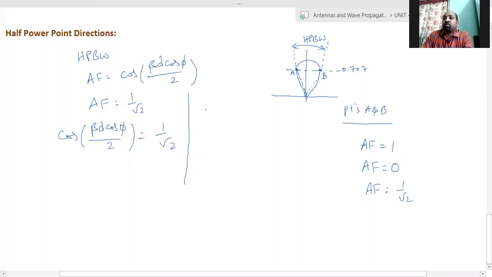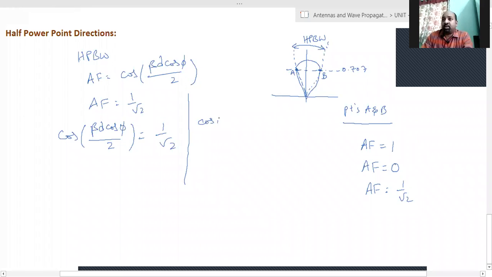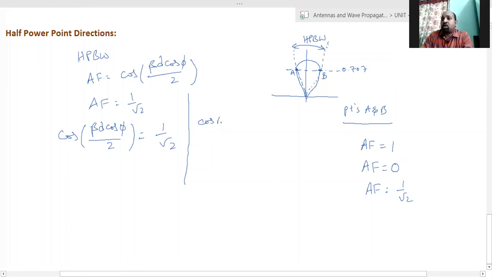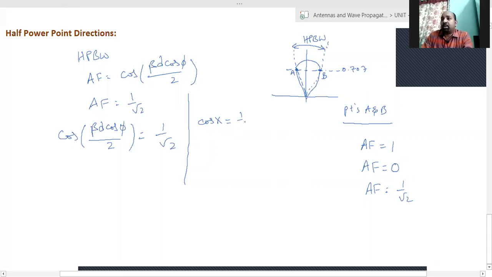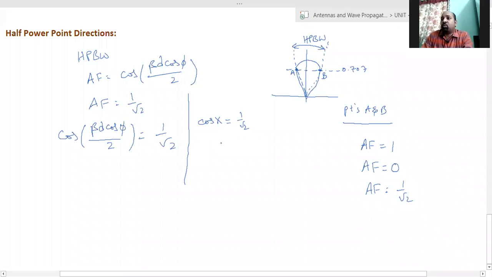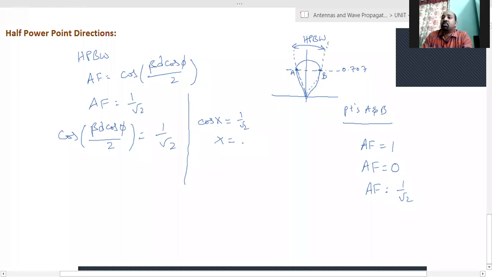Is it clear? So therefore, cos of something is equal to 1 by root 2. In other words, cos x is equal to 1 by root 2. Then what is x? What is x?